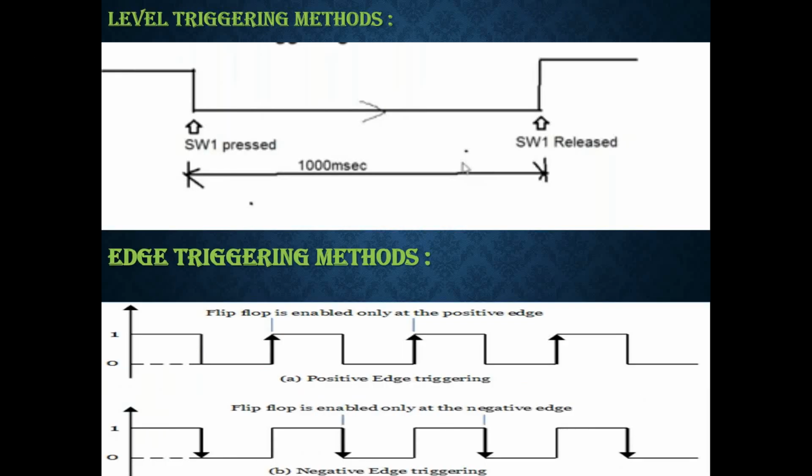These are the two triggering methods we are using the switch. The first one is the level triggering method, and another one is edge triggering.